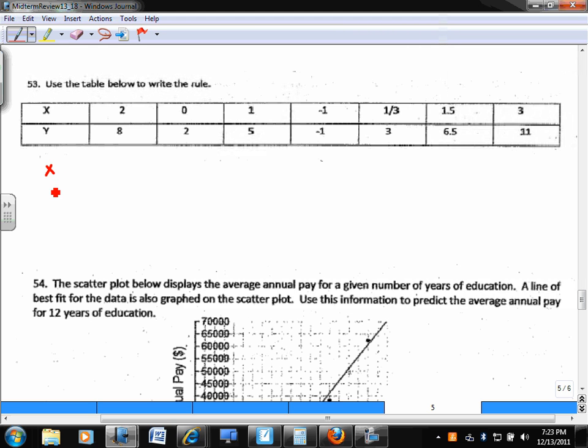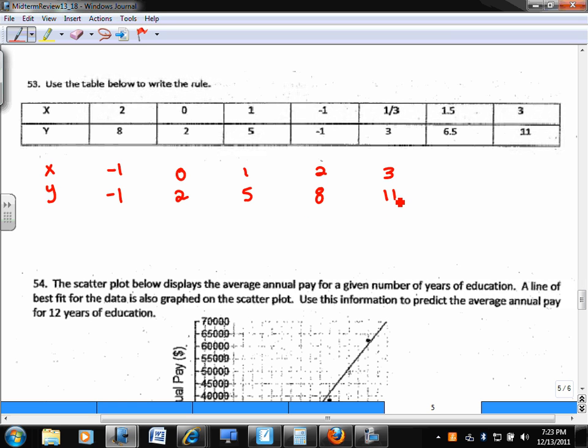We have x and then y. Okay, what is our smallest x value? Our smallest x value is going to be -1. So when x is -1, y is -1. Okay, and what comes next? For counting by ones, x is 0, y is 2. And then when x is 1, y is 5. When x is 2, y is 8. When x is 3, y is 11.